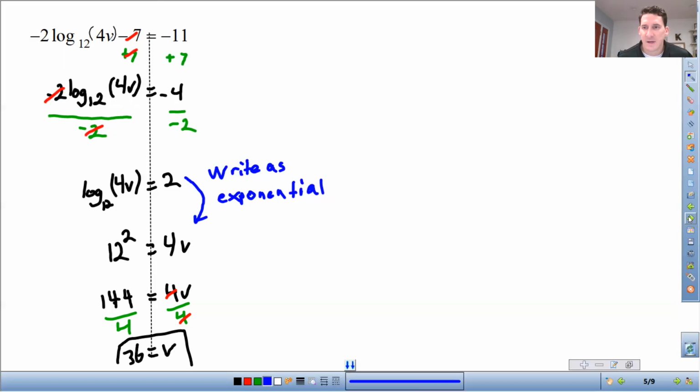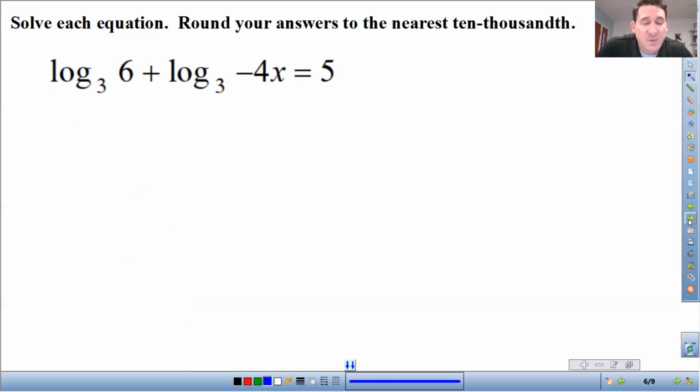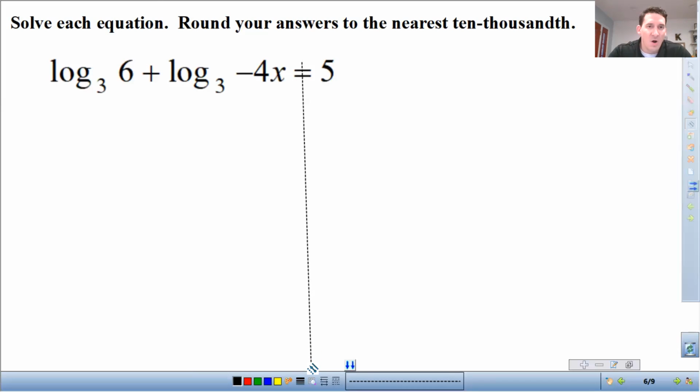All right. Next example. The next ones we're going to do have multiple logs in one problem. The goal again is to get this down to a single log so you can rewrite it in exponential form to make it easier to work out. So for this, I need to condense. I'm going to use properties of logs first, this first step, to condense the logs down to one.